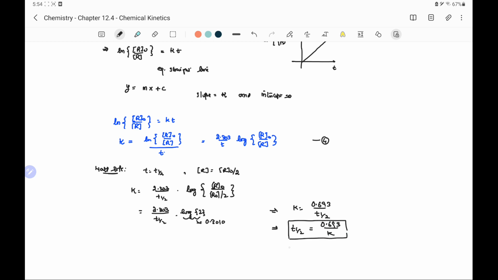Here we see that half-life is independent of the concentration of reactant in case of first order reaction.